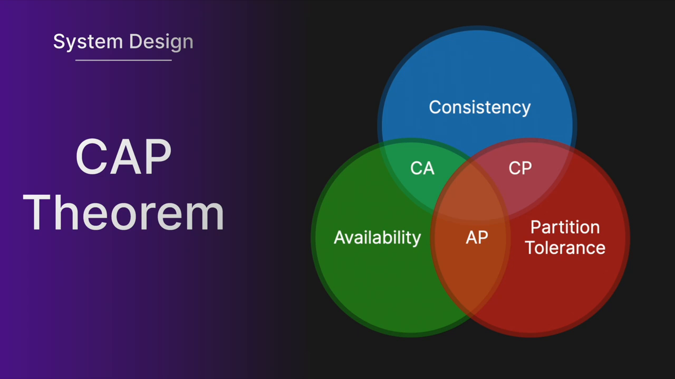So what is CAP theorem? CAP theorem is a key principle in distributed systems and states that a distributed data store cannot simultaneously guarantee consistency, availability, and partition tolerance. And so system designers must choose two out of the three due to the inherent trade-offs.